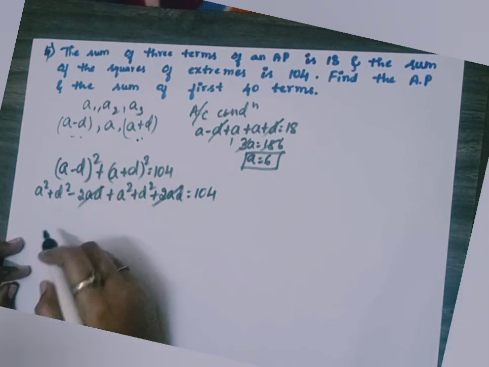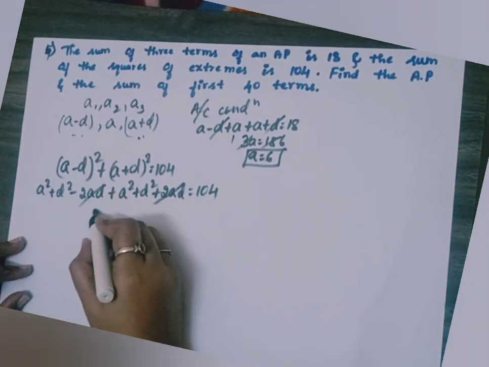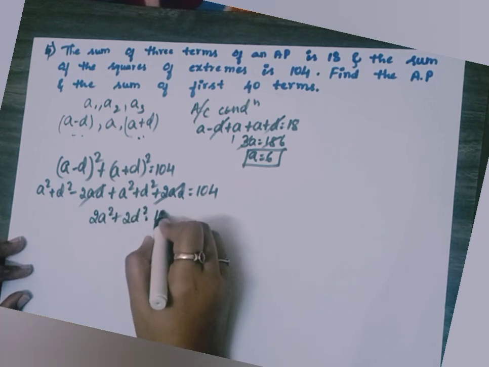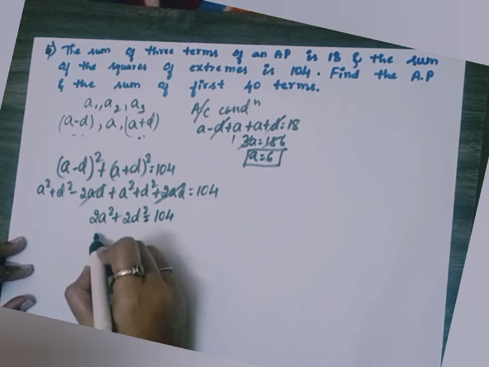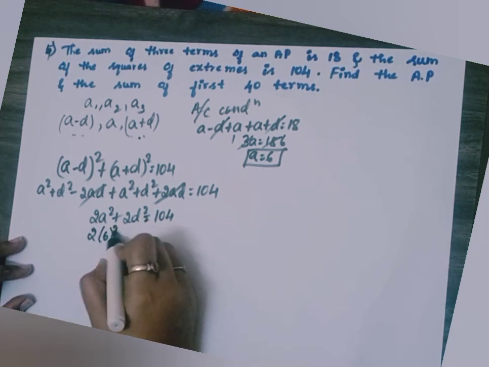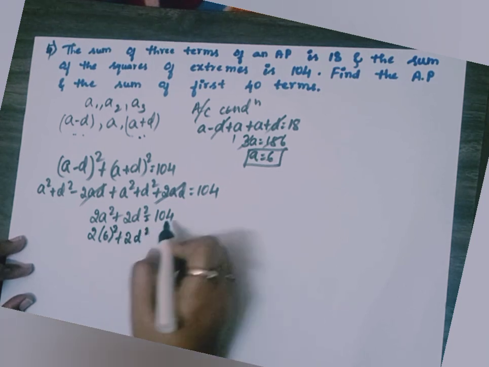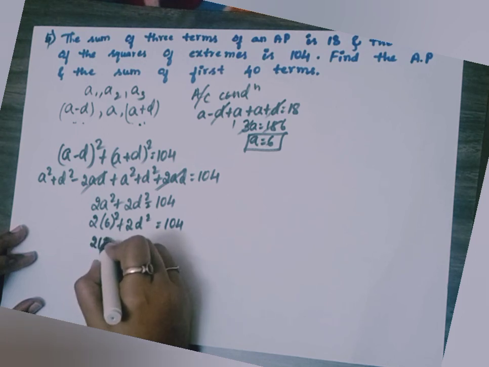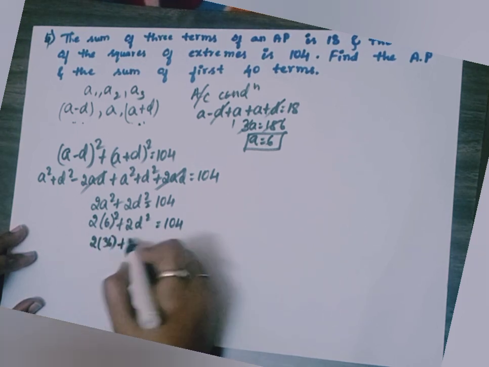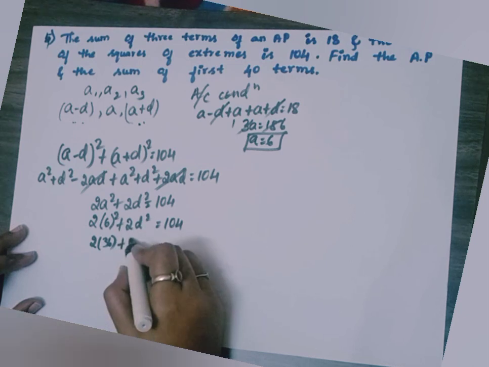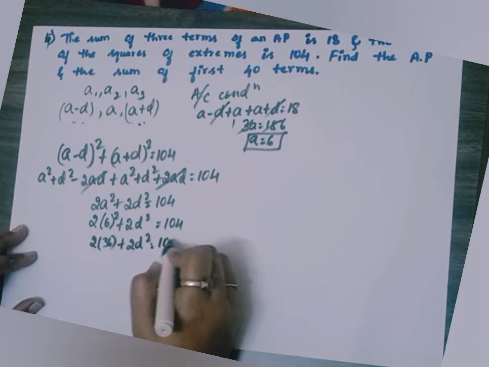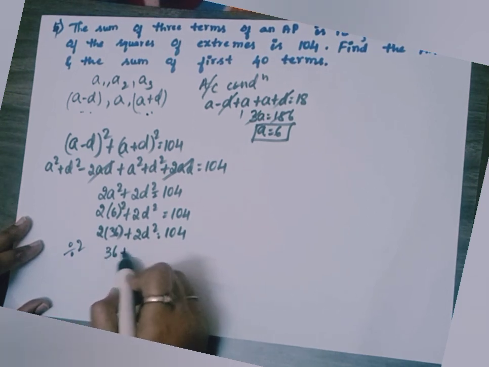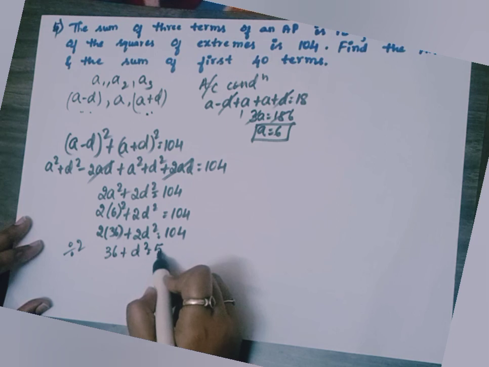Plus 2ad, minus 2ad cancels. How many a squares we have? 2a square plus 2d square is equal to 104. So the a value we have is 6. So therefore 6 square plus 2d square is equal to 104. So 6 square is 36. So 2 into 36 plus, here you can see we have 2d square is equal to 104. You can divide the whole equation by 2. So then I'll get 36 plus d square is equal to 52.